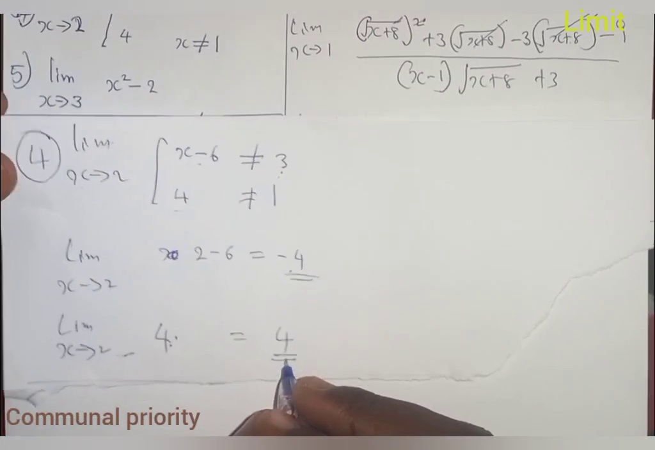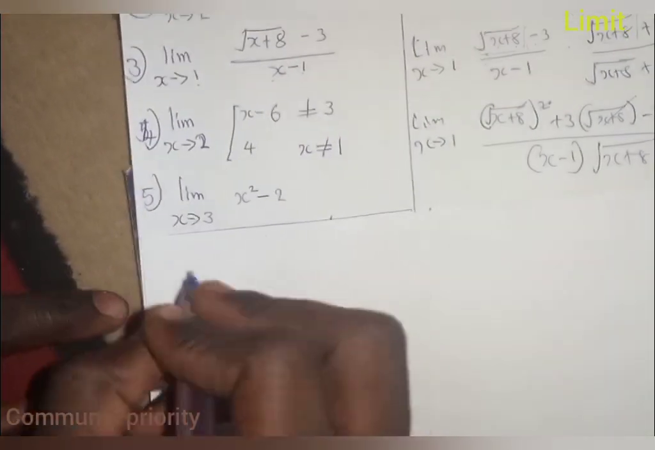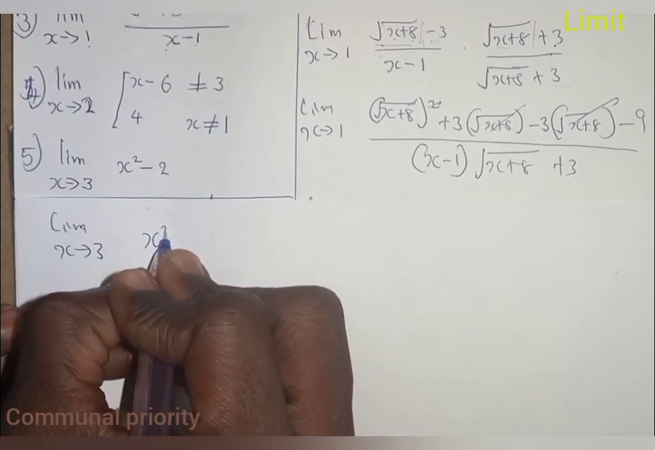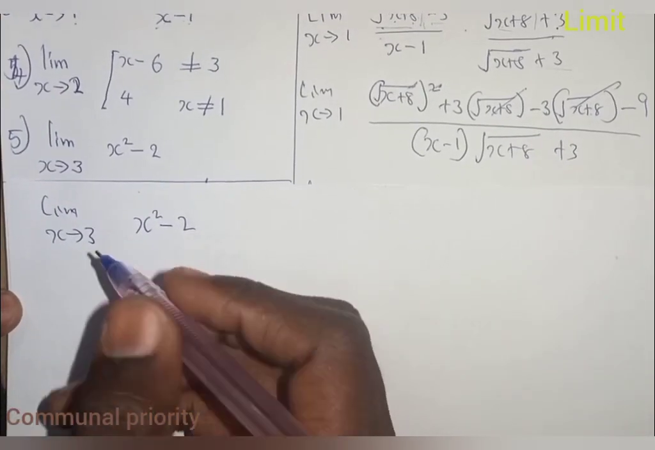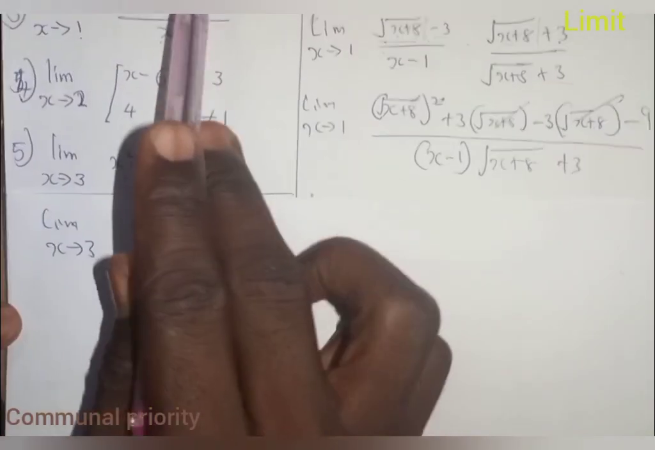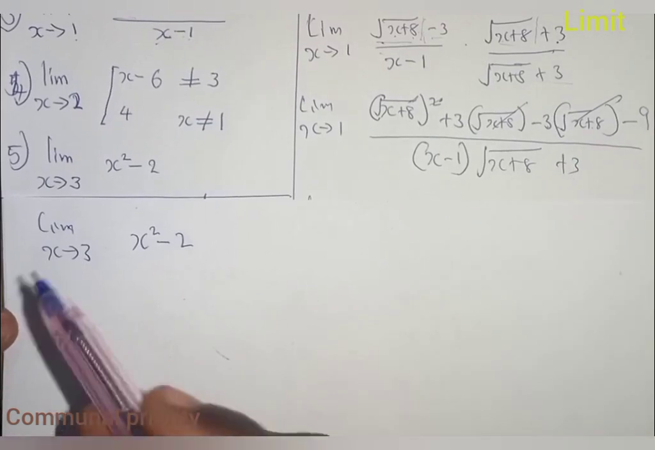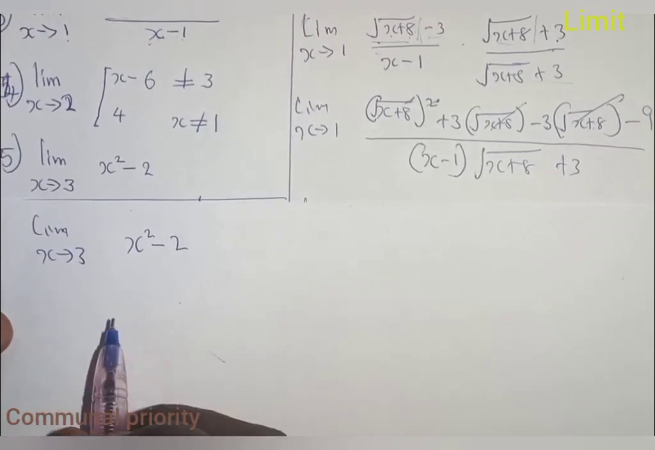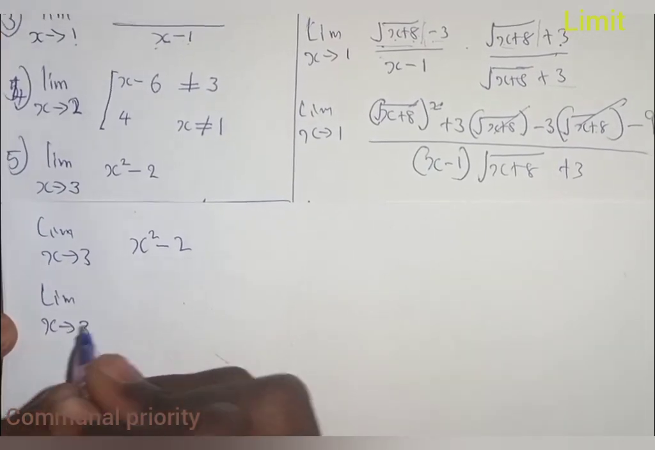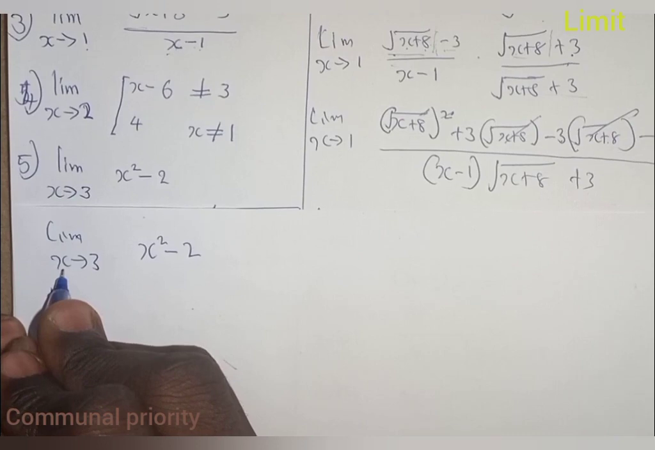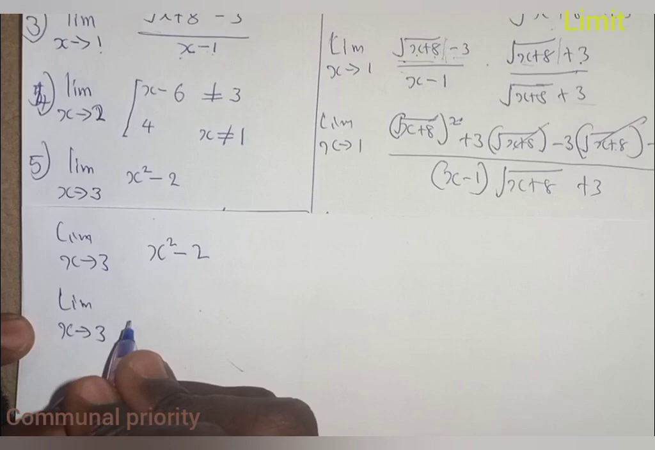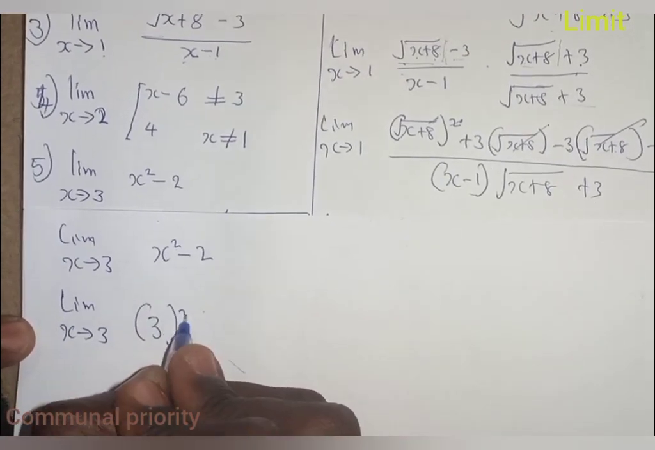Okay, so now we are moving to question number 5, which is the last question, which says the limit as x approaches 3 of x squared minus 2. All we were doing before was just to avoid getting 0, because if you substitute our value directly as we did here, we were getting 0. But for this one, even if you substitute our value directly, we are not getting 0. So we can simply substitute our value directly: the limit as x approaches 3, where the value of x here is 3, because anywhere you see x, you check the value we have here, which is 3. So therefore we have 3 squared minus 2.